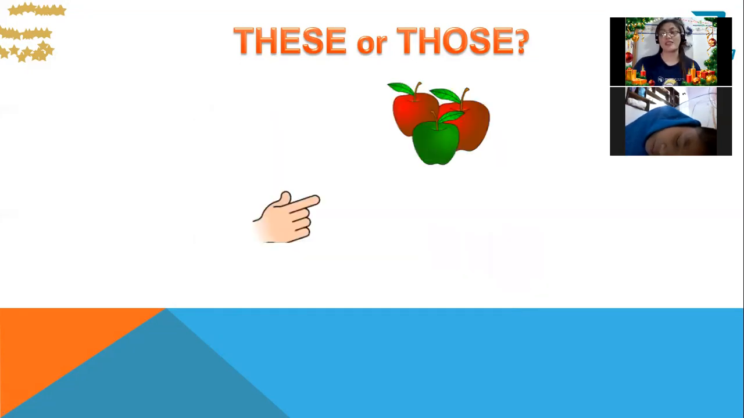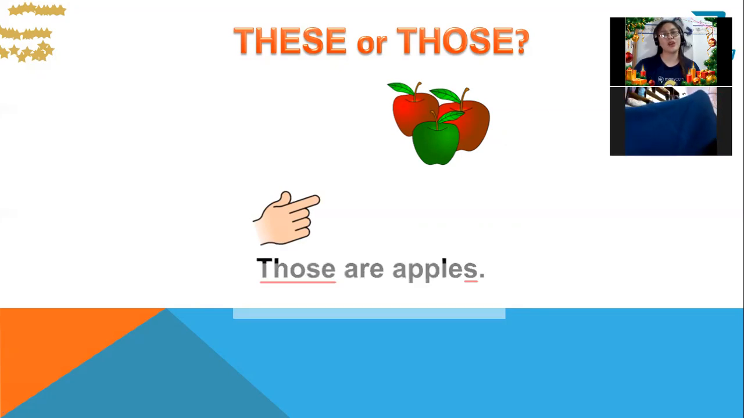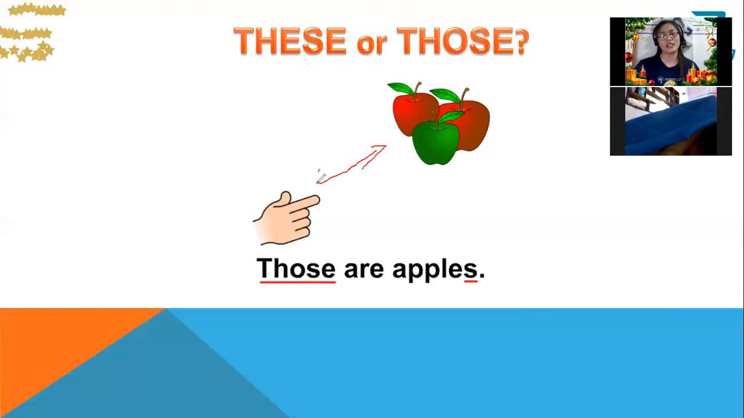What about this one? These or those? Now this one, these? Yes. Oh, are you sure? Yes. Oh, it is those. Look at the distance. The hand is far from the apples. Again, please read. Apples. Very good.